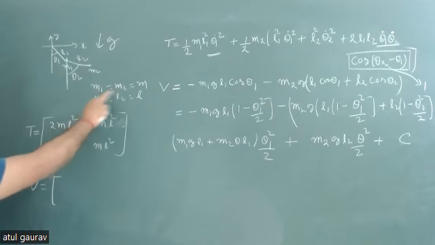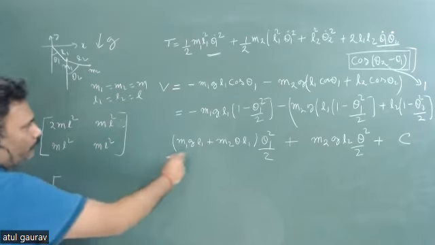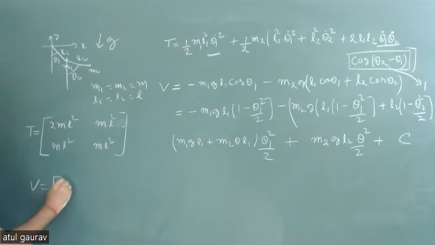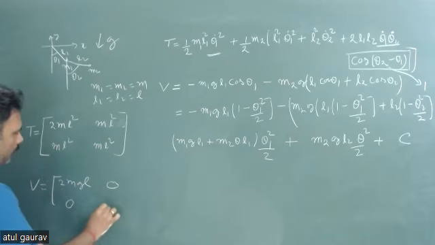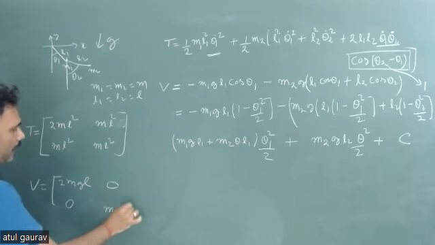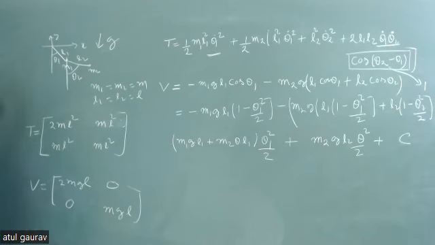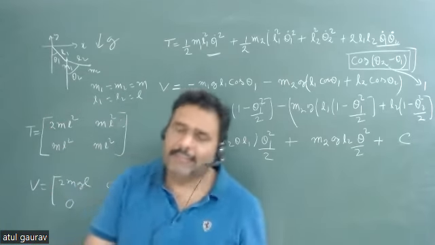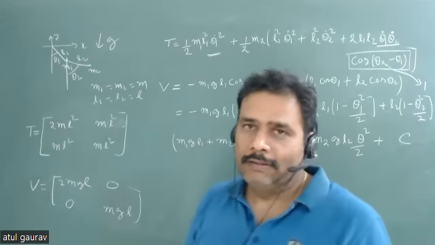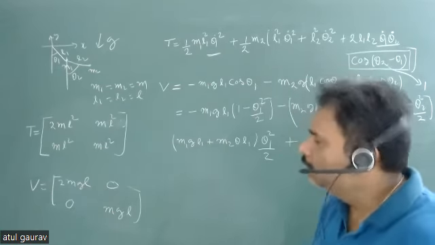सो पुट m1 इक्वल टू m2 इक्वल टू m, क्या होगा? 2 mgl. वेरी गुड, 2 mgl. क्रॉस टर्म 0, क्रॉस टर्म 0, ये क्या हो जाएगा? mgl. वेरी गुड. देख रहे हो कितना मजेदार है, ये आना चाहिए एग्जाम में, है कि नहीं? तभी तो मैक्सिमम लोग गलत करेंगे.